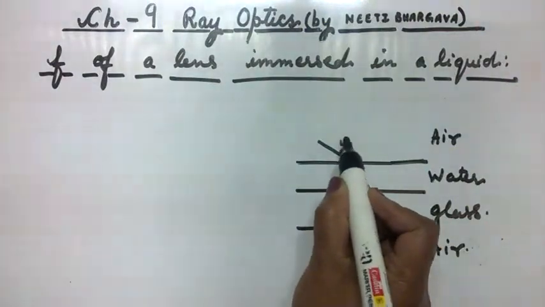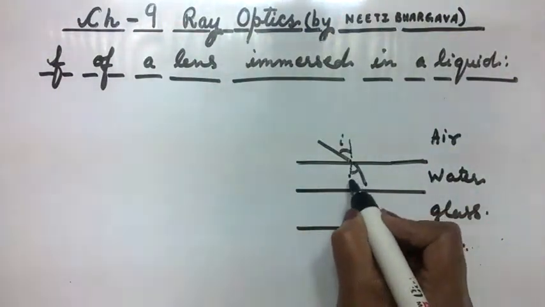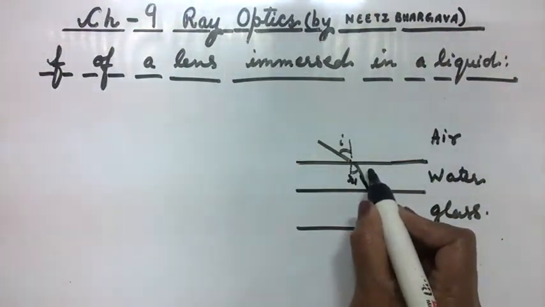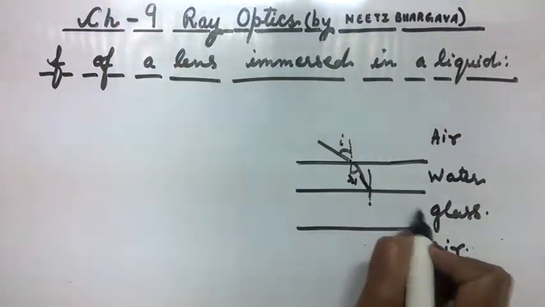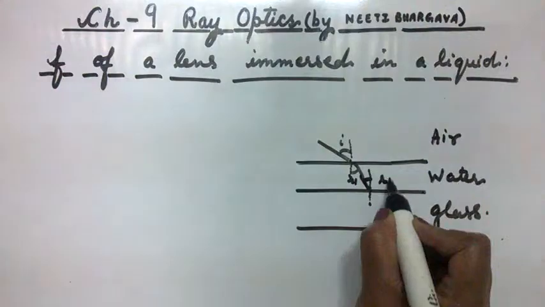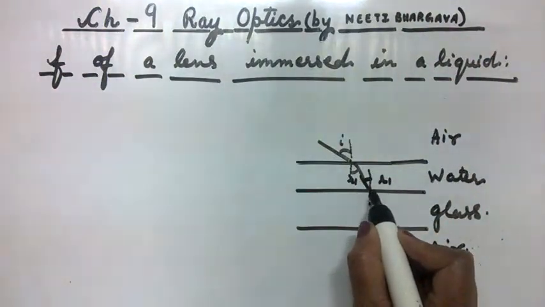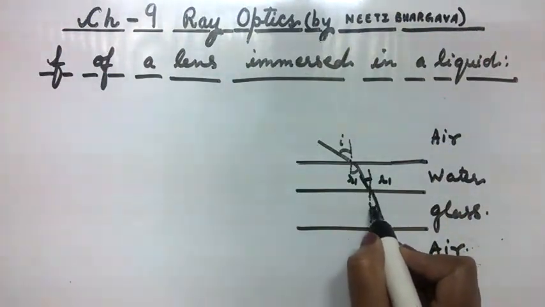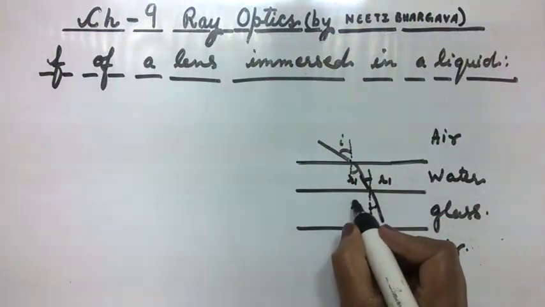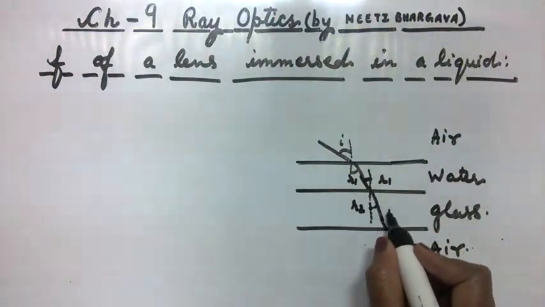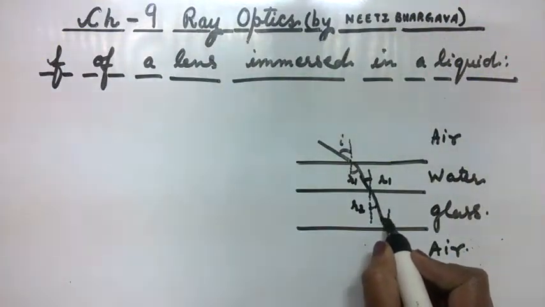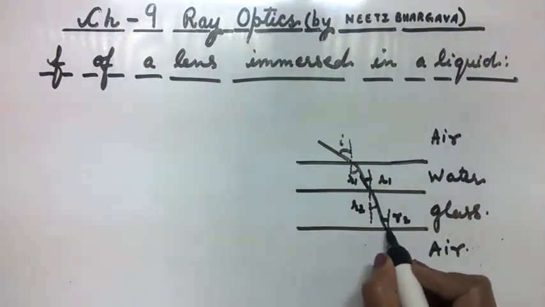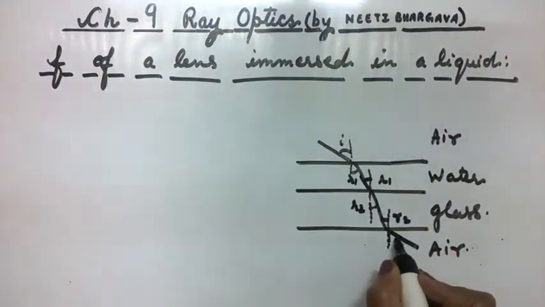This is the angle of incidence, and this is the angle of refraction R1. This angle of refraction will now become the angle of incidence for the glass interface, that is R1, and it will again bend towards the normal. Its angle of refraction is R2, and this will now become the angle of incidence for the air interface, that is R2, and it will bend away from the normal. Here it is angle I.